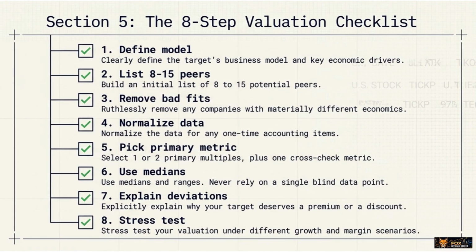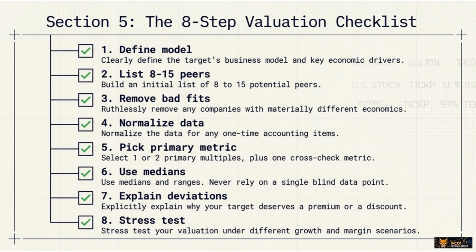Let's wrap it up with Section 5, the 8-step valuation checklist. Okay, here is your highly repeatable 8-step valuation checklist. Step 1, clearly define the target's business model and its key economic drivers. Step 2, build an initial list of 8 to 15 potential peers. Step 3, ruthlessly remove any companies with materially different economics.